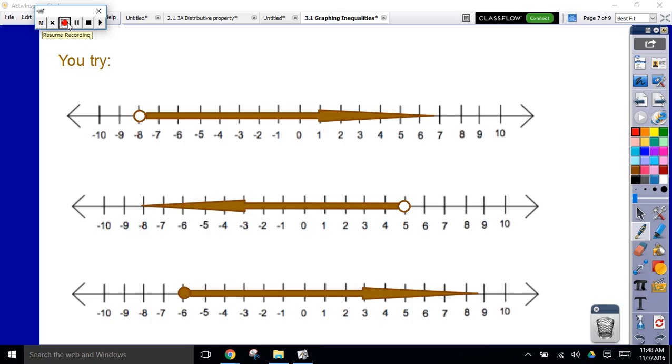Okay, the first one, Avery, what did I write? Good. n is greater than negative 8. Anna, what's the other way I can write that? Negative 8 is less than or equal to n. Not equals because it's an open circle. Oh, yeah, just less than. Okay.